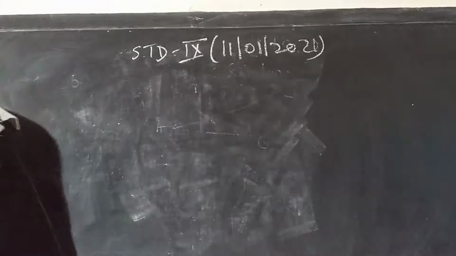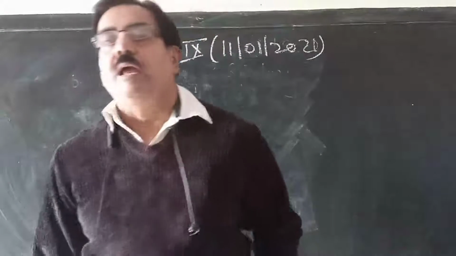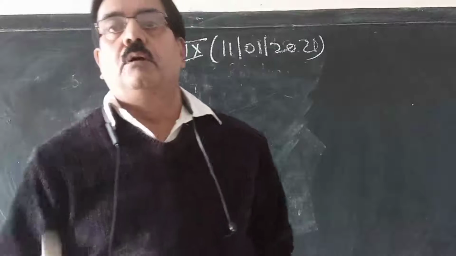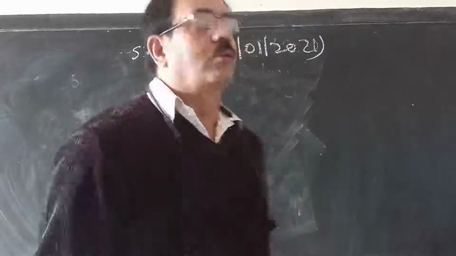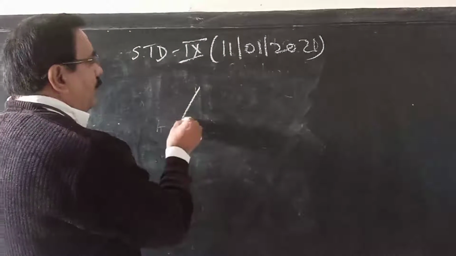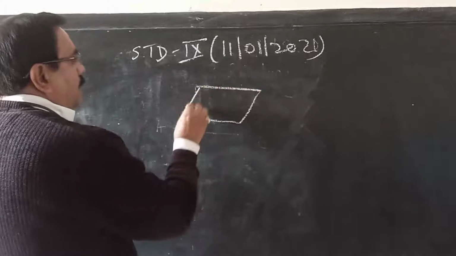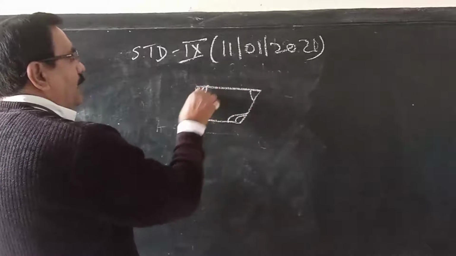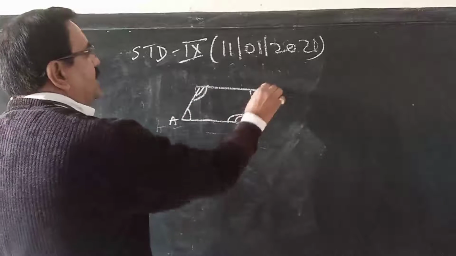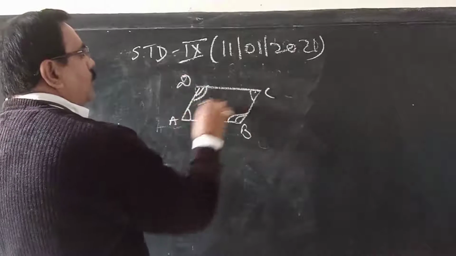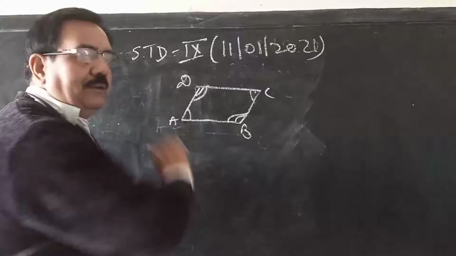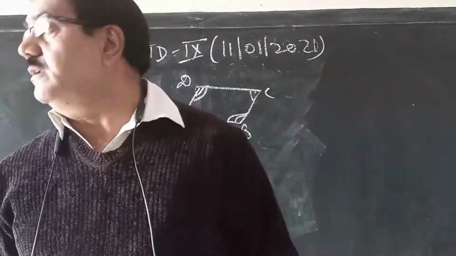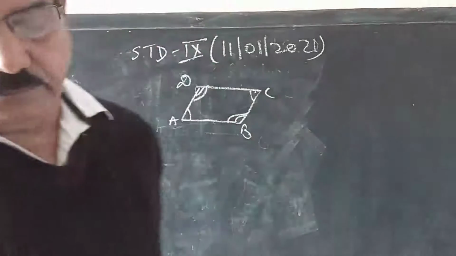Third, opposite angles of a parallelogram are equal. Means this angle is equal to this angle and this angle will be equal to this angle. So if we write ABCD, then angle A will be equal to angle C, angle B will be equal to angle D. So opposite angles of a parallelogram are equal.